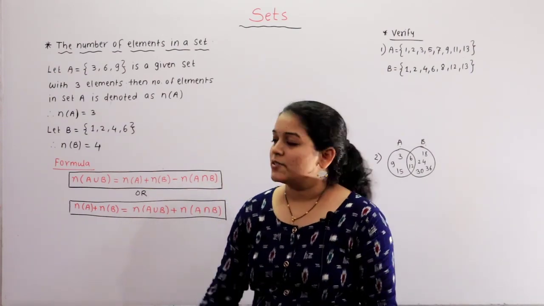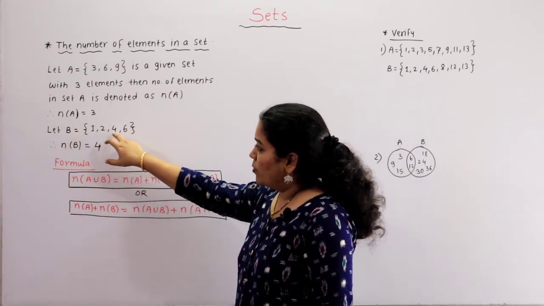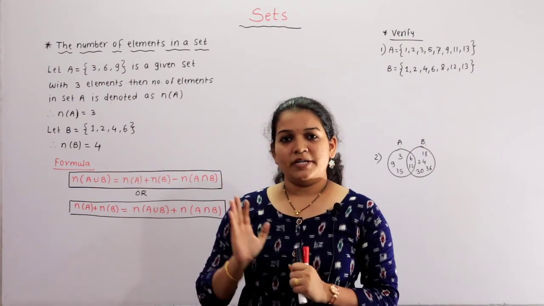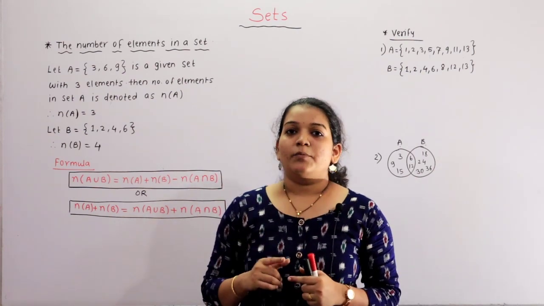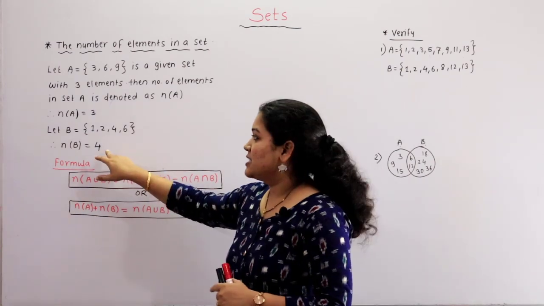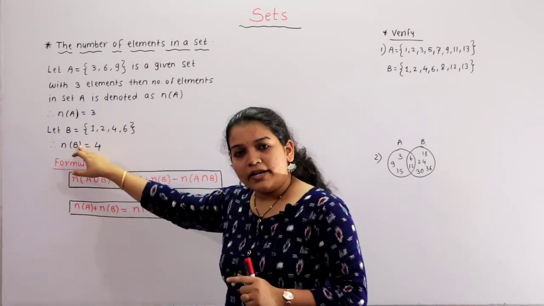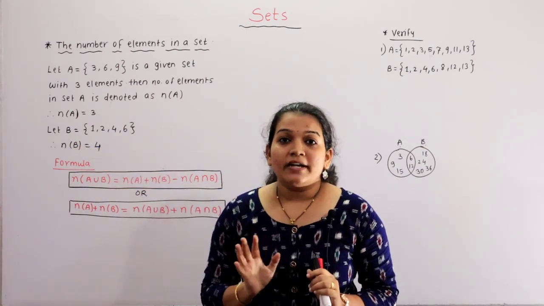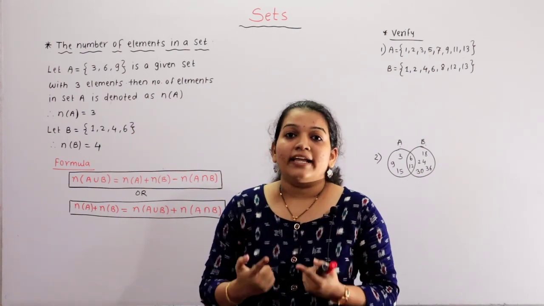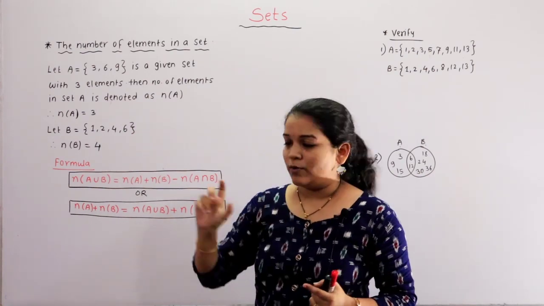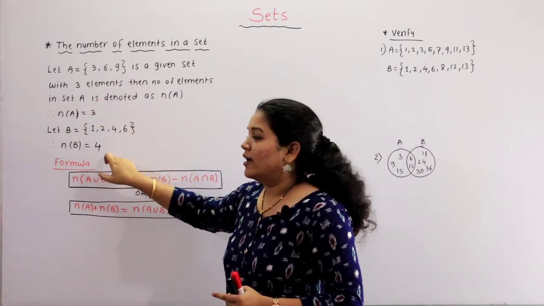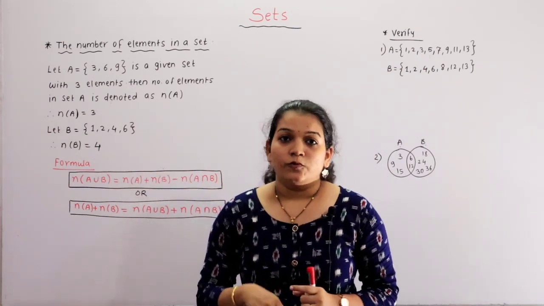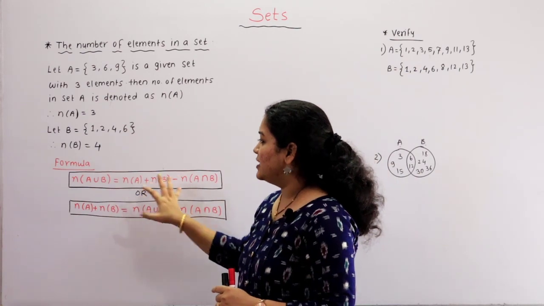Are you getting me, class? Then let B be equal to 1, 2, 4, 6. How many elements are there in B? 1, 2, 3, 4. 4 elements are there. So how to write n of B? It is the number of elements in set B, that is 4. n of B means the number of elements present in set B, 4. It does not matter which elements are there. How many elements? Count. That count you have to write here. Here 3, here 4.